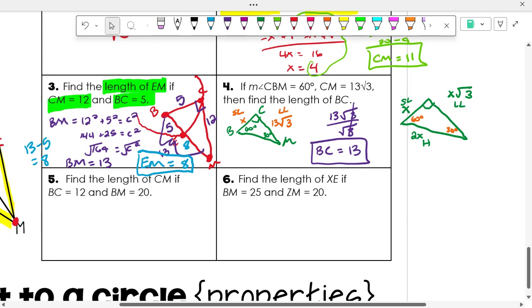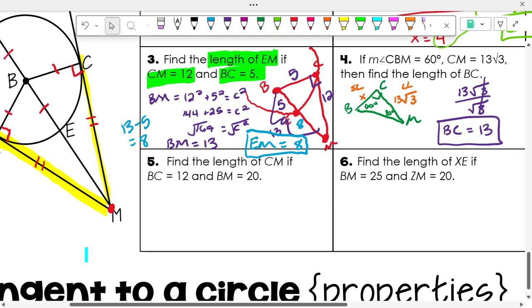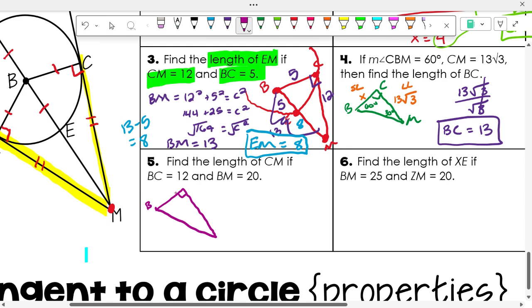All right. Number 5. So find the length of CM if BC is 12 and BM is 20. Okay, so again, we got that right triangle. This is BCM. I'm just redrawing what's in the picture right here, guys. And they said that BC is 12, BM is 20. So how do I find CM? Let's call that x.